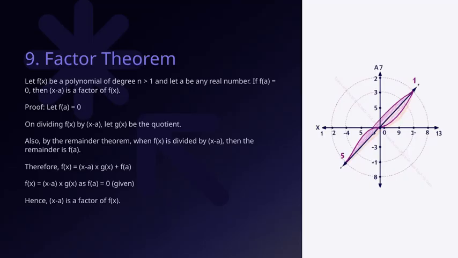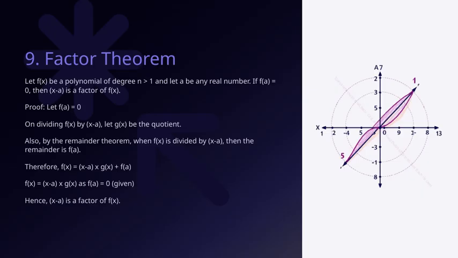Let's take a closer look at the factor theorem. Imagine we have a polynomial function f(x) of degree n, where n is greater than 1. Now, if we find that f(a) equals 0 for some real number a, this is a significant point. It tells us that the value of the polynomial at x equals a is 0. What does this imply? Well, it means that x minus a is a factor of f(x).